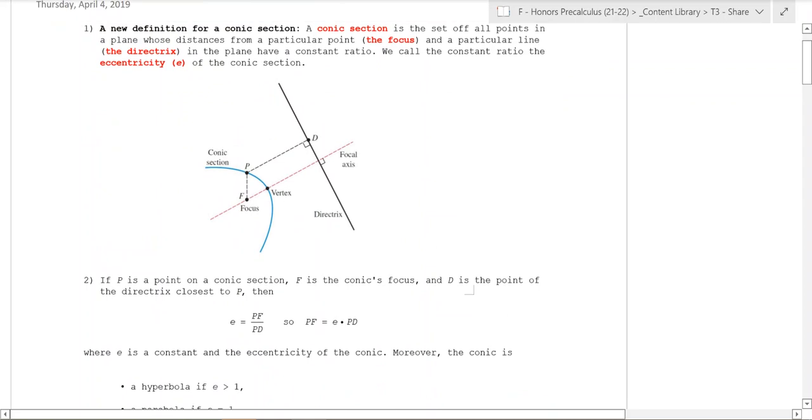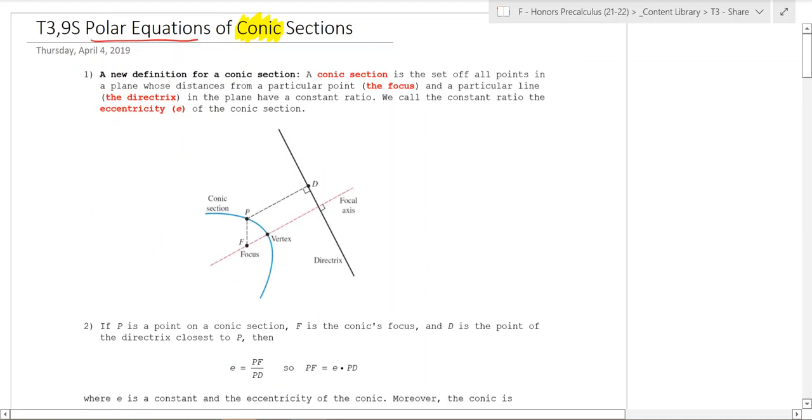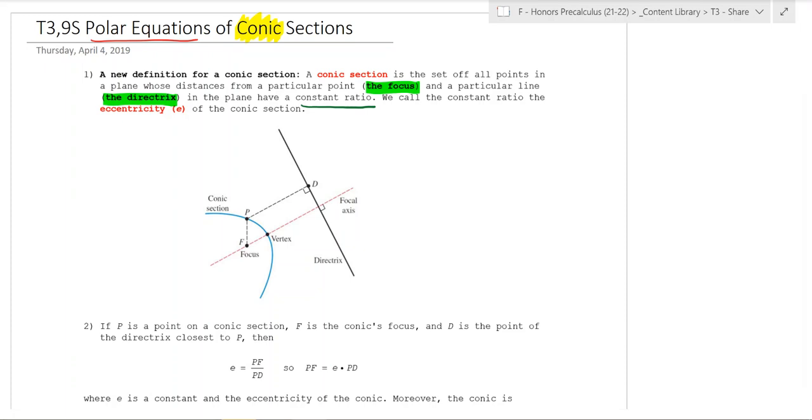And the way we're going to define them now is we're going to define a conic section as the set of all points in a plane whose distances from a particular point, the focus, and a particular line, the directrix, things we've seen before, have a constant ratio. We call the constant ratio the eccentricity. So this is the eccentricity in polar defined conic sections.